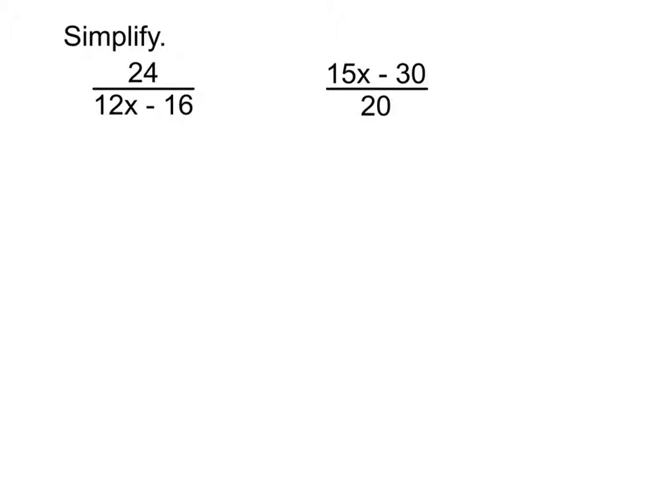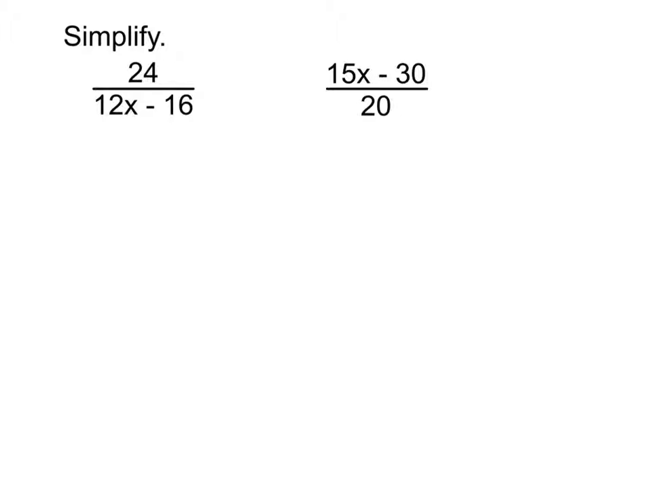So in order to simplify, that is, in order to reduce them, I need to find some number that I can divide every term on the top and the bottom all by. And so 24, 12x, and 16 are my three numbers here in this first one. What can I divide all three of those by? Well, they're all even, so I at least know a 2. Is there anything bigger than 2?